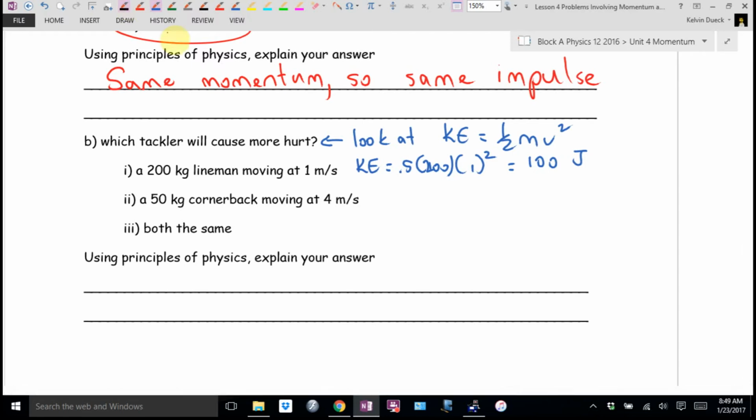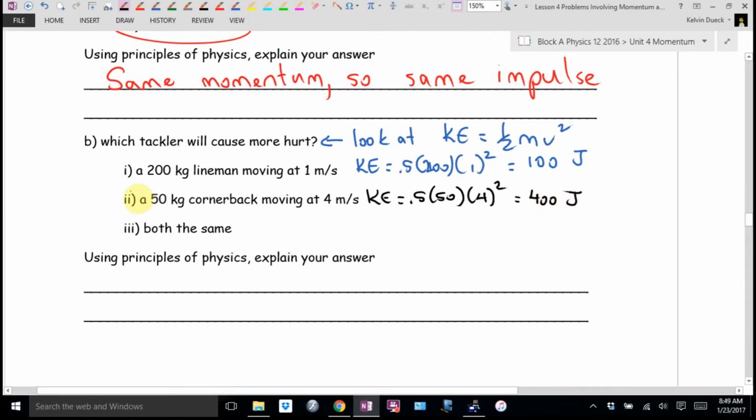If I look at how much kinetic energy the cornerback has, it's going to be 0.5 times 50 times 4 squared. 4 squared is 16. Half of 50. What do you get here? How many joules of energy does the cornerback have? 400 joules of energy. That's going to be hurting more.